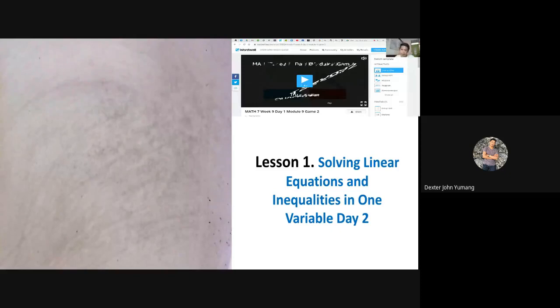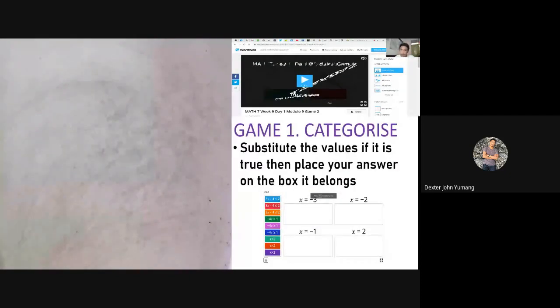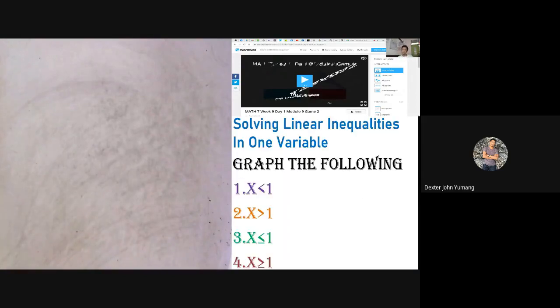Okay? So next, let's do the... Okay, hindi na tayo magkakaroon ng game number 1 na categorize kasi applicable lang ito sa mga laptop ang gamit. Yung sa mga hindi laptop, di siya ma-play. So, let's do this one. Solving linear inequalities in one variable. We are going to graph this one.